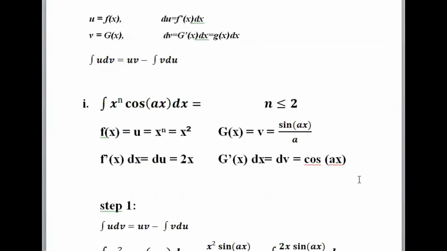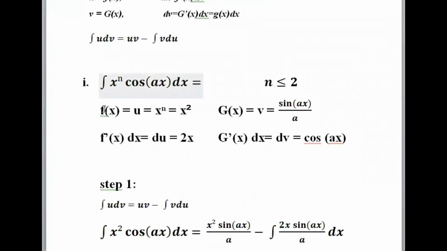Okay, for this question, f of x equal to u equal to x to the power of n equal to x squared, where n is equal to 2. For f prime of x dx equal to du equal to 2x dx, g of x equal to v equal to sine ax over a, and g prime of x dx equal to dv equal to cos of ax dx.